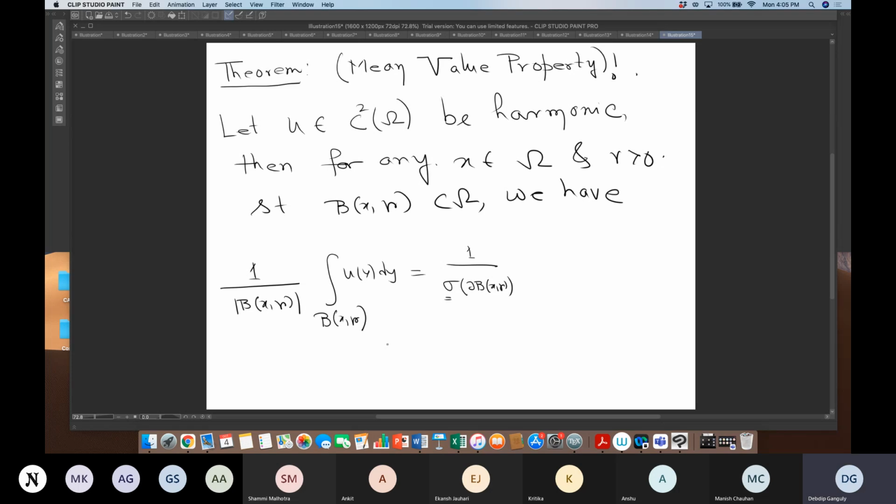What is sigma? I have said this to you many times. It's a boundary measure, because the Rn measure of the boundary of a ball is 0, so you have to take a measure one dimension less. This is a boundary measure, the surface measure.